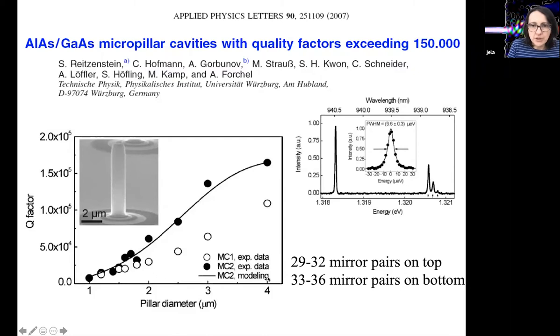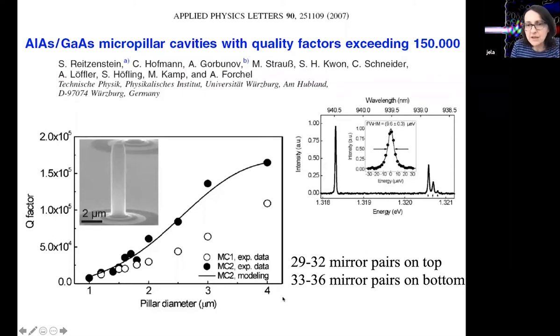And the other important thing that I wanted to emphasize here is that these high Q factors were achieved for a very, very large number of mirror pairs. They have 29 to 32 mirror pairs on top and 33 to 36 on bottom. And I already mentioned that you need to etch through pretty much all of them to see very good confinement, so that you don't start seeing loss in the coupling to the mirrors at the bottom.